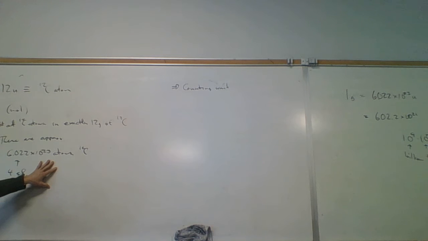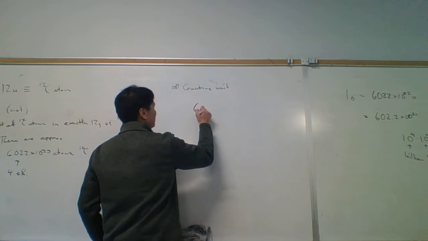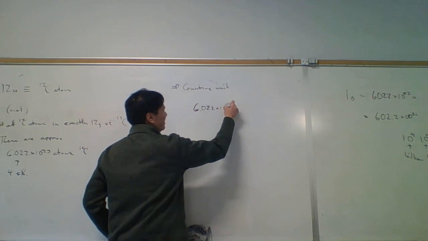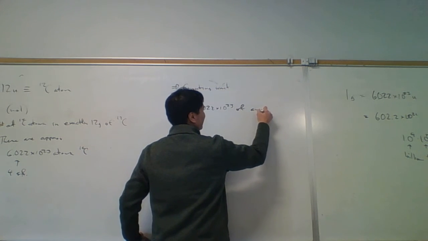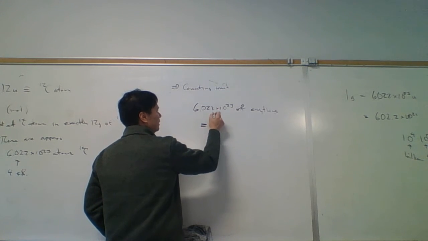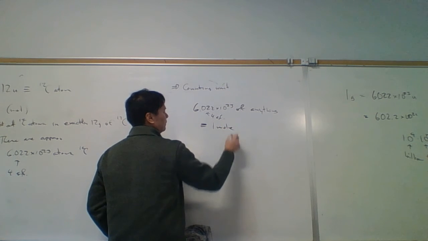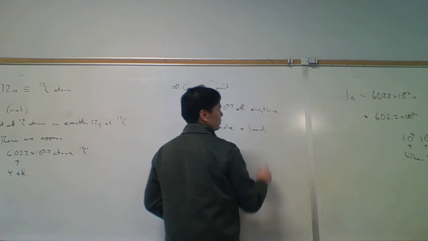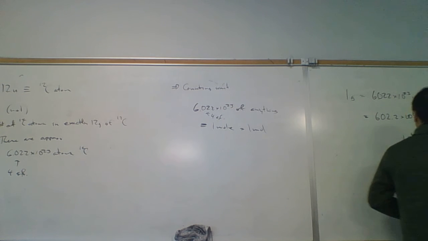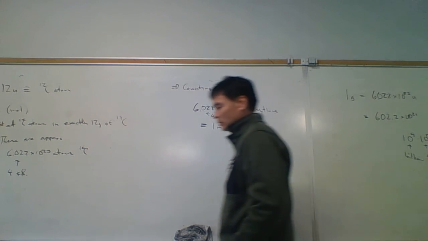And so this is a new counting unit. 6.022 times 10 to the 23rd of anything is a mole. 6.022 times 10 to the 23rd of anything is what we call a mole. Defined as 1 mole, or 1 mol for short. And so it's kind of weird. We have 1 mole of U for every gram. This one a lot of people don't use that much.